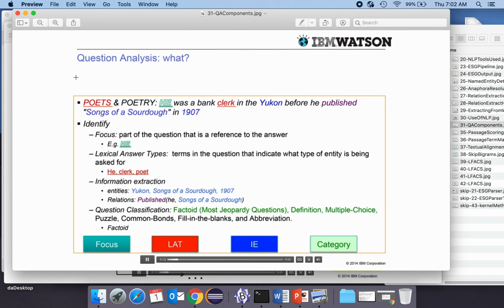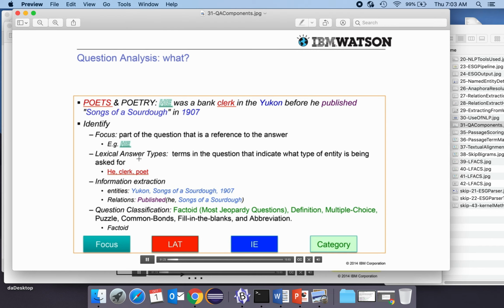So going back a little bit to lexical answer type, the sort of stuff that they're interested in. Here's a category, poets and poetry. He was a bank clerk in the Yukon before he published Songs of a Sourdough in 1907. So they identify certain components. So the focus is he, right? That's what the question is asking about.